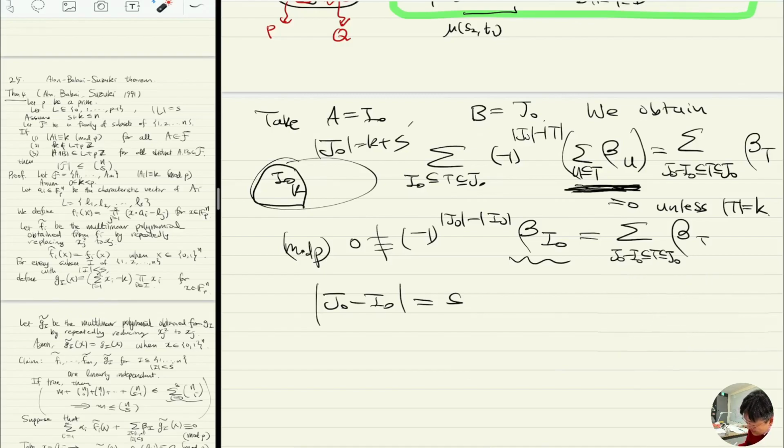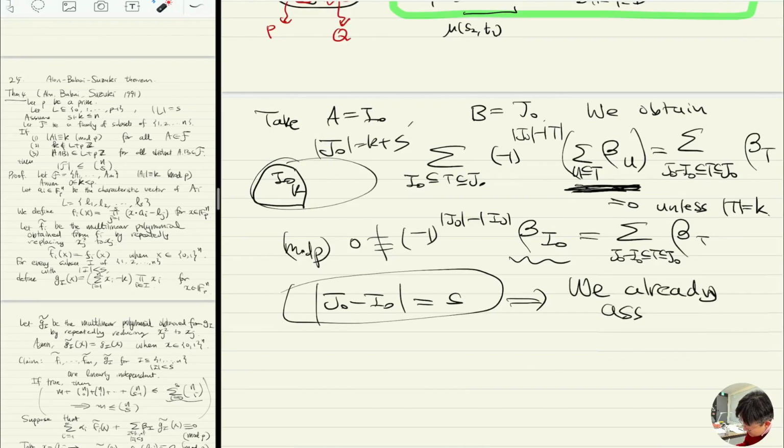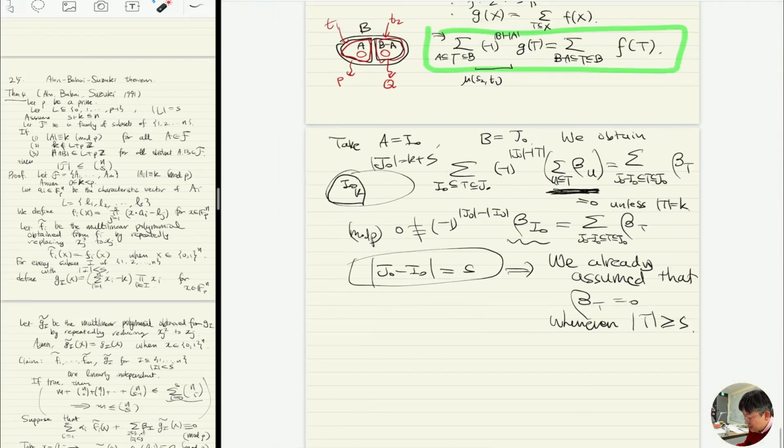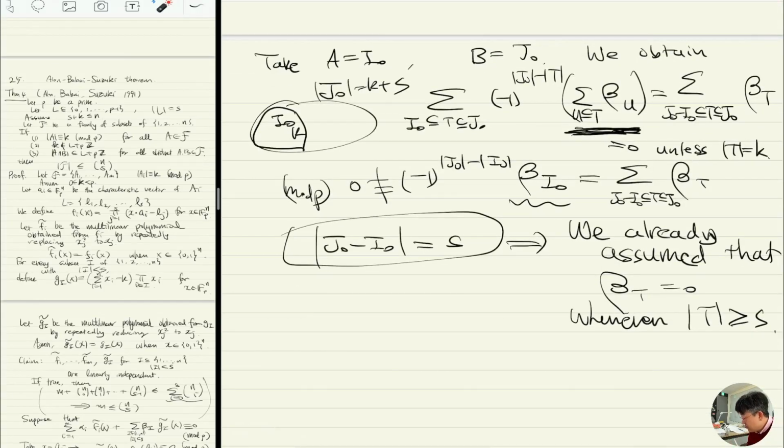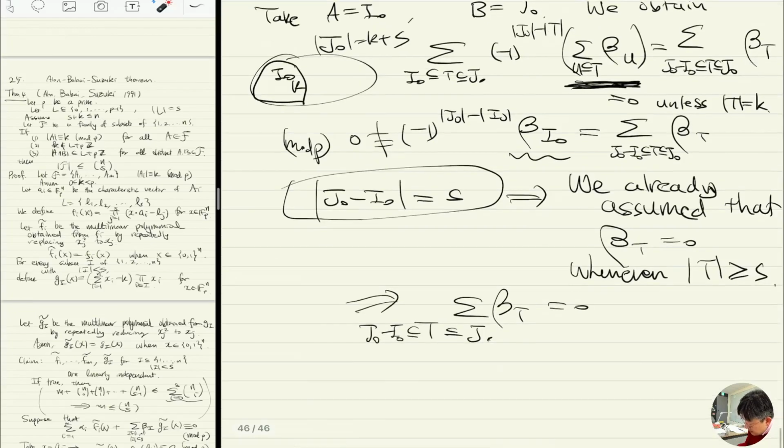Nothing to worry, because remember, this is size, and we already assume that beta t is 0 whenever t has size at least s, right? Because these are coefficients. There were no coefficients for sets of size at least s, so we don't need that. So we end up having the right hand side to be 0, right? So whenever t is bigger than J0 minus I0 and J0. So that's a contradiction.